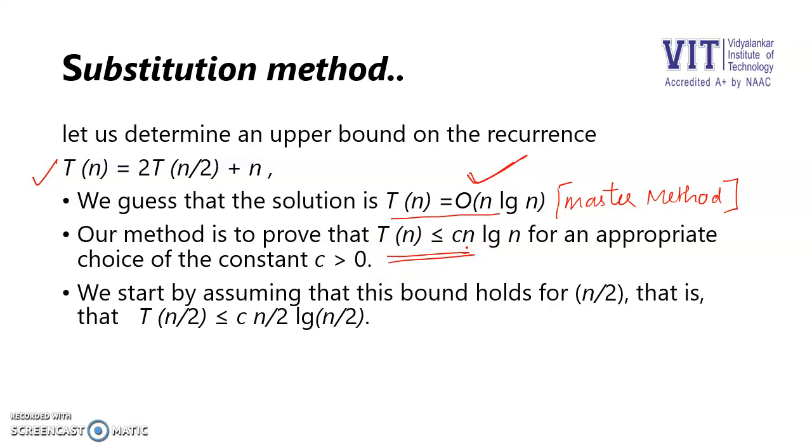Means T(n) will be less than or equal to some c times n log n for some value of constant c which is greater than 0. Now, if this is true for n, then it will also be true for n by 2. Means we can use this to write this. So this must be true for n by 2 also.